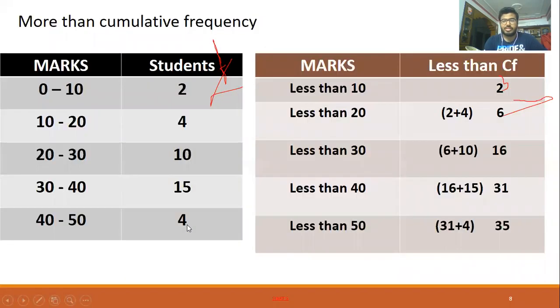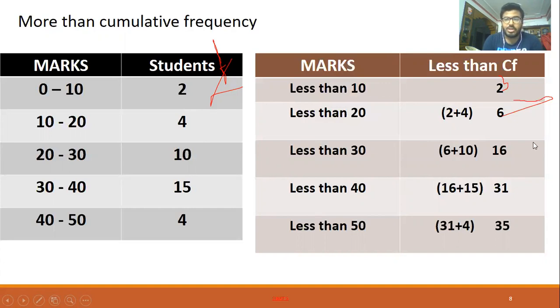Okay, so that is how it has been calculated. So remember how to calculate CF, and how to get from CF to F. Okay, one more time I'm telling. For CF, the first one you write the same. For the second one, do 2 + 4, you get 6. Then 6 plus the next one, the frequency is 10, so you write 10 here. Then 16 plus 15, so 15, and you get it.